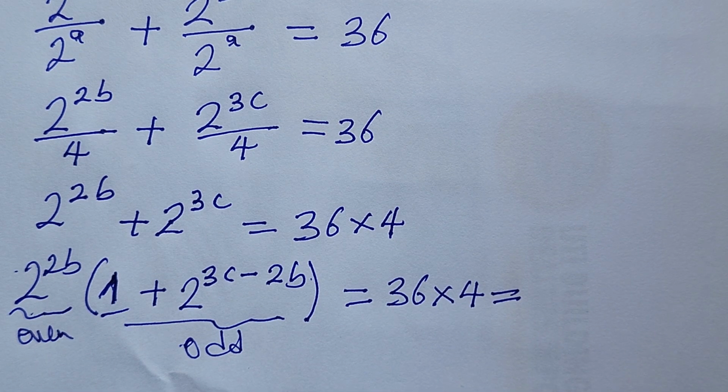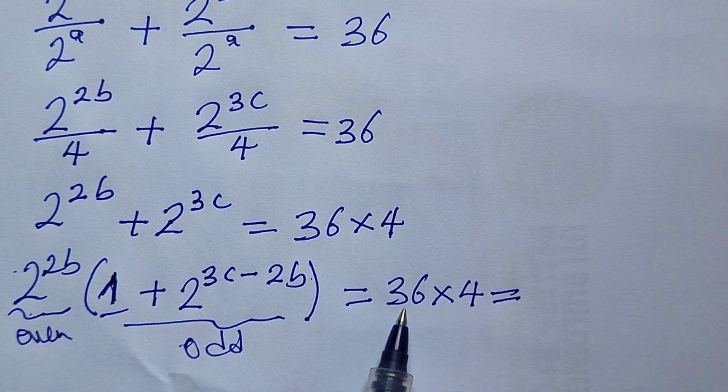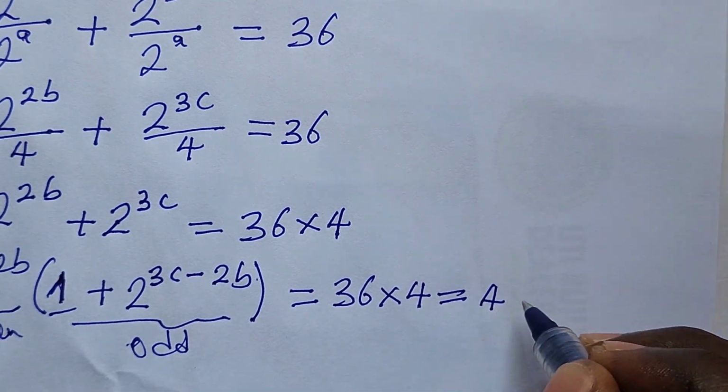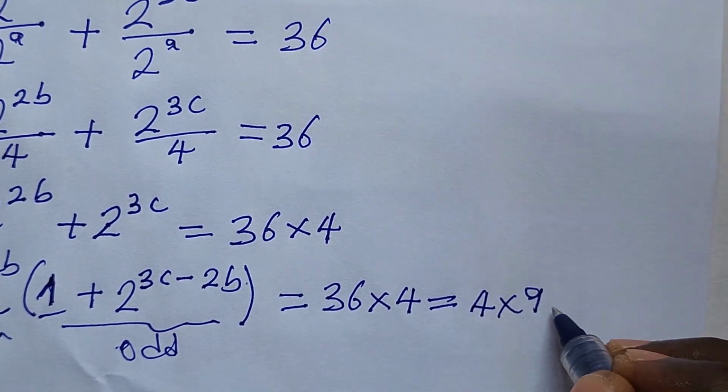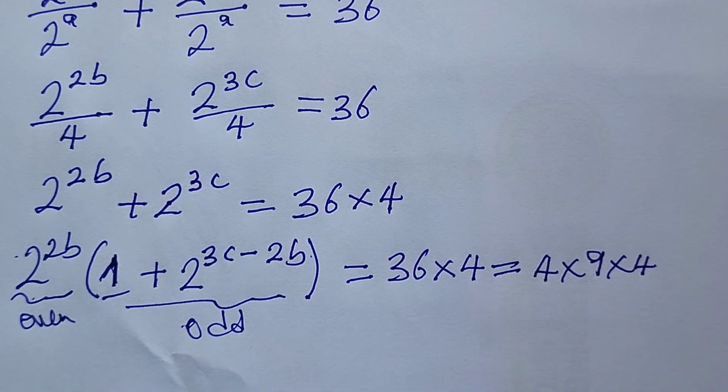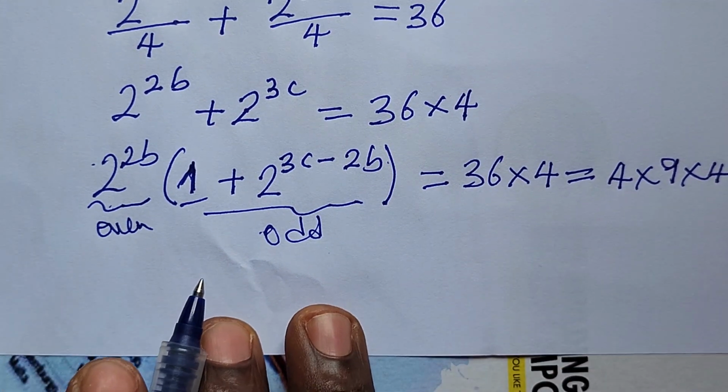So what do we do? Can we get an odd number from here? Yes. We can split 36 down, and 36 will give us something nice. 36 could be written as 4 times 9. Remember that? Okay, so this will now give us 4 times 9 times the 4 in existence. So we can put this and this together. So let's go ahead and rewrite everything here.